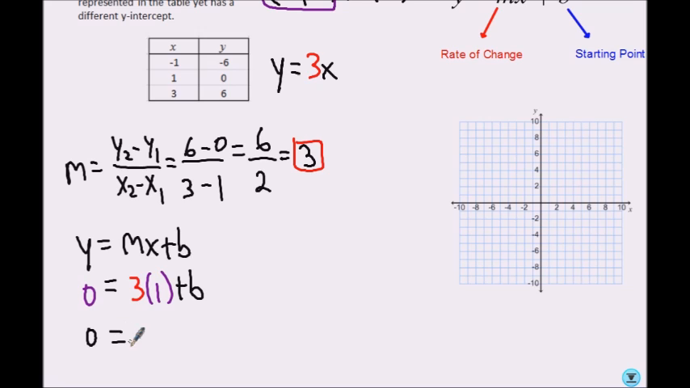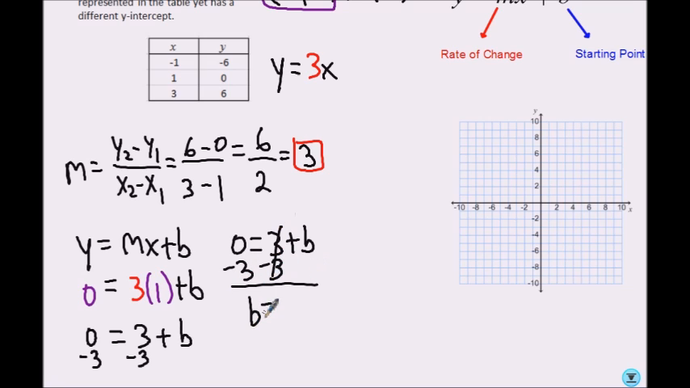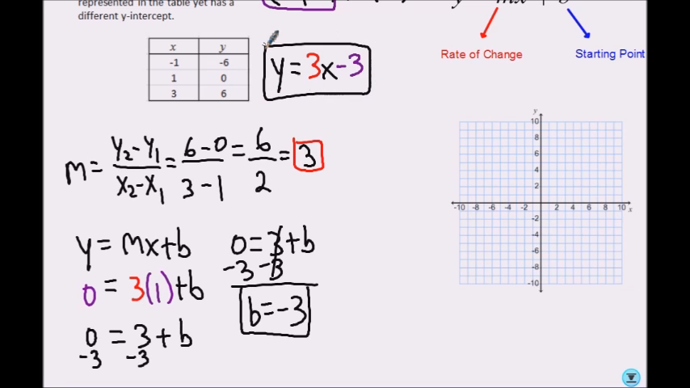So I've got 0 equals 3 plus b. Subtract 3 from both sides. I'm running out of room here, so I'm going to come back up here with it. Let's say 0 equals 3 plus b. So I'm going to subtract 3 from both sides. So I get b equals negative 3. Could have done that over there, that's all right. So b equals negative 3. That's what the y-intercept would be, negative 3. All right, so that's the equation for that line.